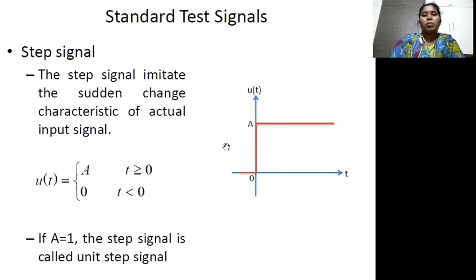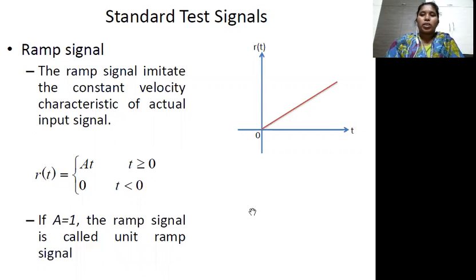So this is nothing but the definition of a step signal. If the value of a is equal to 1, then it can be called a unit step signal. And it can be defined as u of t is equal to a when t is greater than or equal to 0, and u of t is equal to 0 when t is less than 0. So this is the description of the step signal.